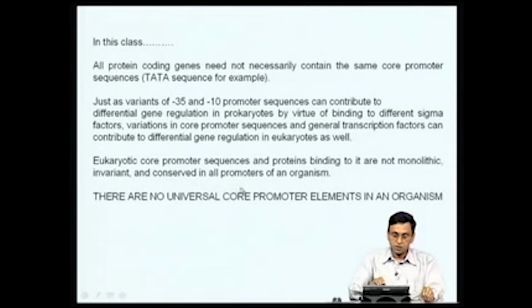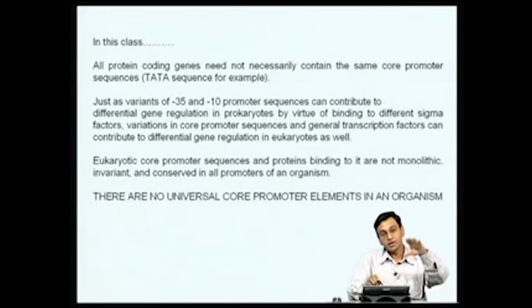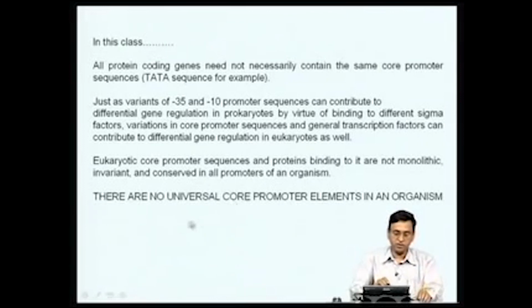So, eukaryotic core promoter sequences and proteins binding to it are not monolithic. That means, there is not just one type of core promoter sequence and proteins binding to it. There is a lot of variation in that, and they need not be conserved in all promoters of an organism. So, there is not just one single TATA box, one single TF2D and so on and so forth. There is a lot of variation in this, and in this class and then the next class I am going to discuss the diversity in these core promoter elements as well as diversity in the general transcription factors and how this diversity itself can contribute to differential gene regulation.